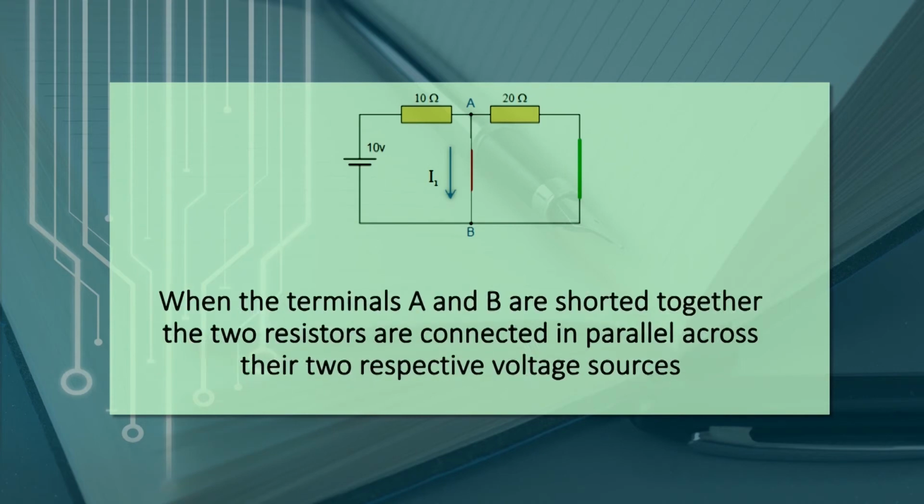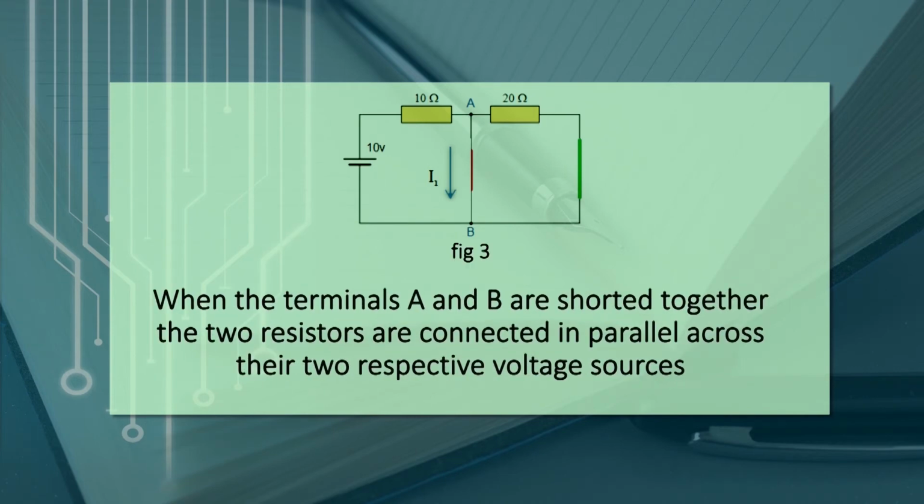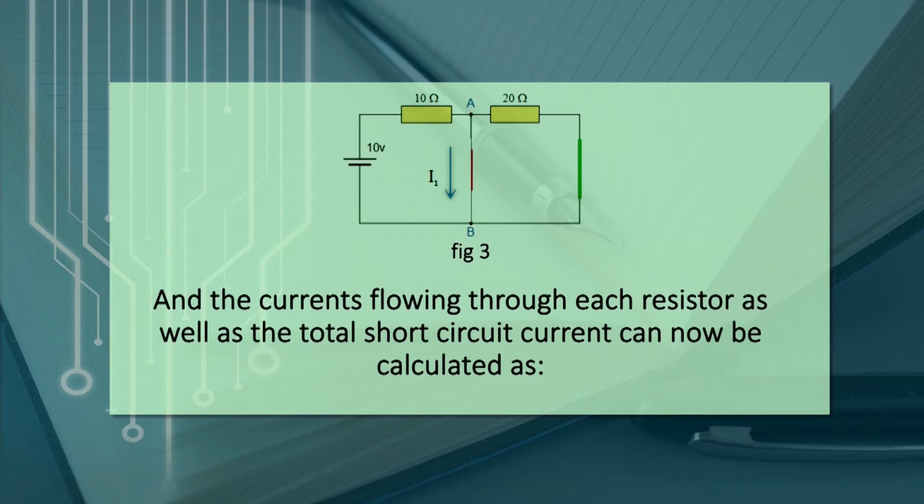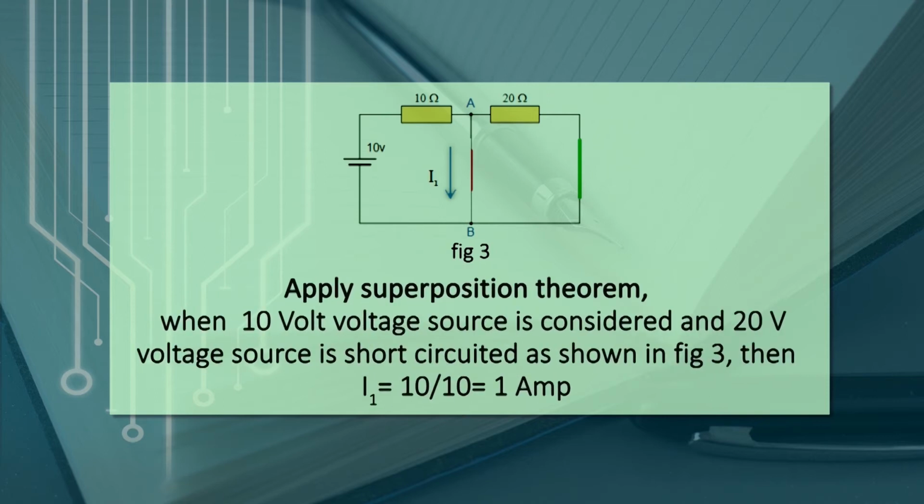So when the terminals A and B are shorted together, the two resistors are connected in parallel across their two respective voltage sources, and the current flowing through each resistor as well as the total circuit current can now be calculated, just now you apply the superposition theorem. So as per the superposition theorem, you have to consider one source at a time and the remaining sources will be replaced by their internal resistance.